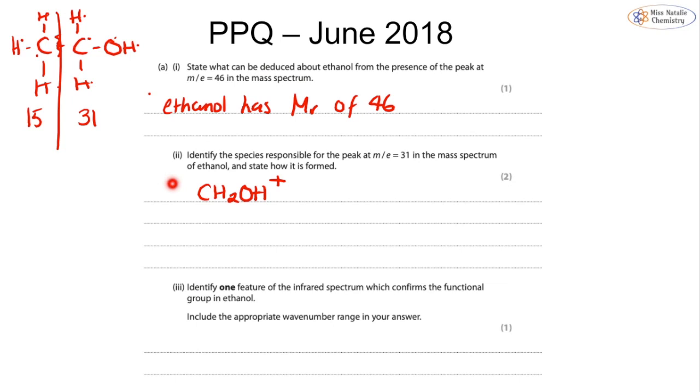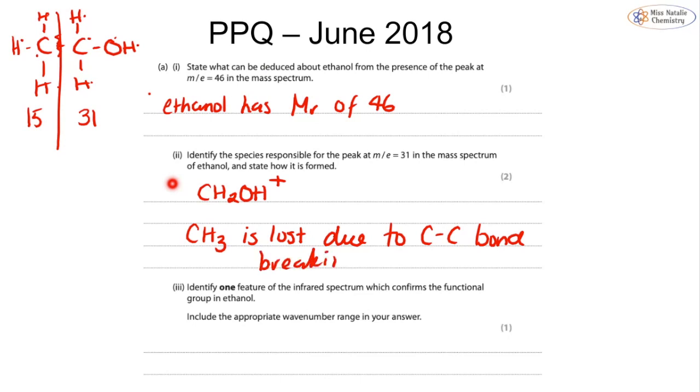And then for the second mark, it is how that is formed. Well, we are losing a CH3, and that is due to the carbon-carbon bond breaking. You cannot simply say that it is fragmentation. You have to say what is happening in the fragmentation. So we get this carbon-to-carbon bond breaking and we're losing that methyl. And that leaves us with the CH2OH+.